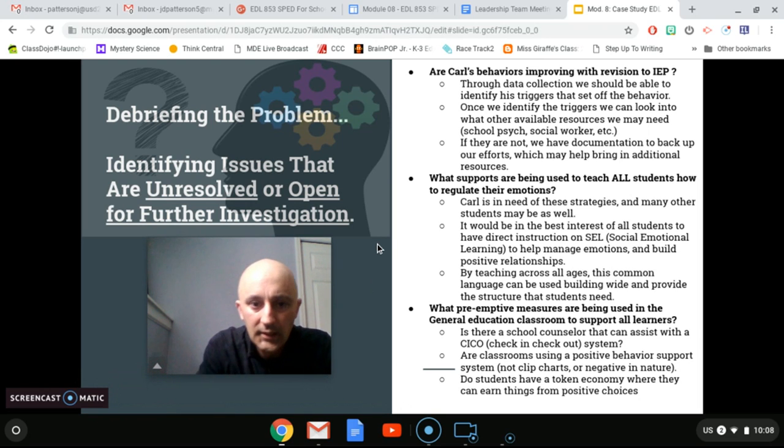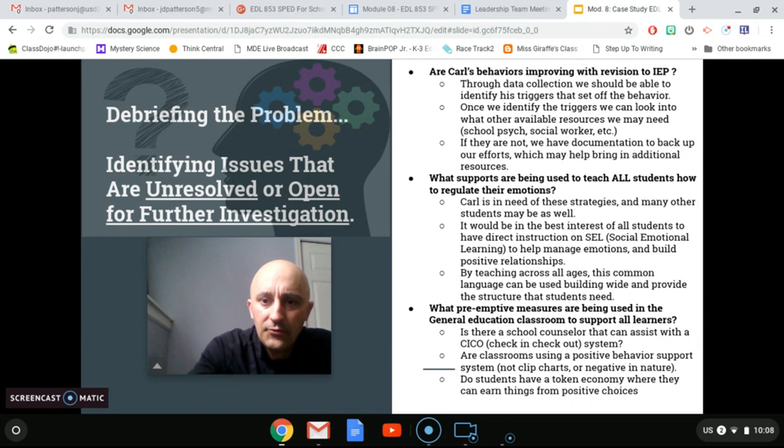Unresolved open issues in this case. Are Carl's behaviors improving with this new IEP? We should be able to identify this through data collection. Hopefully we can identify what some of these triggers are for him, and then we can start pulling in additional resources based on what those triggers may be. And if it's not working, we should still also have that documentation to show what we've been doing to try to meet Carl's needs.